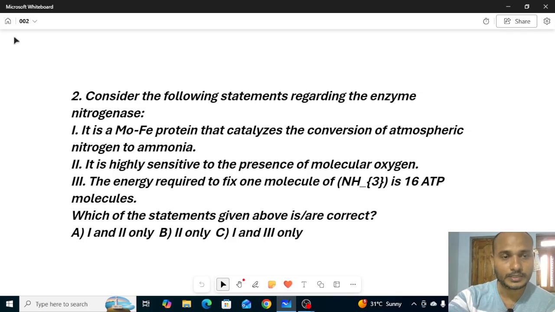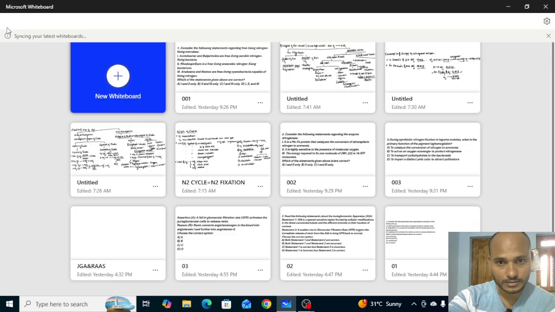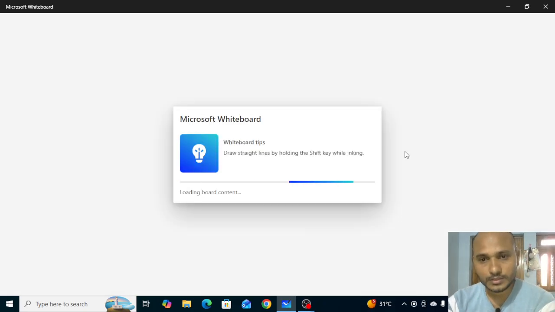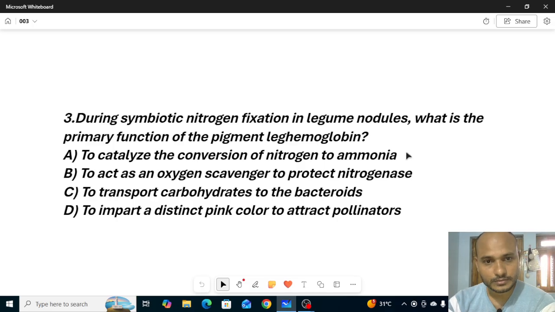And one more highly important NCERT based question, the third one. During symbiotic nitrogen fixation in legume nodules, what is the primary function of the pigment called leghemoglobin? Just now we have discussed leghemoglobin. So read the four options, click, and write the right answer in the comment box.